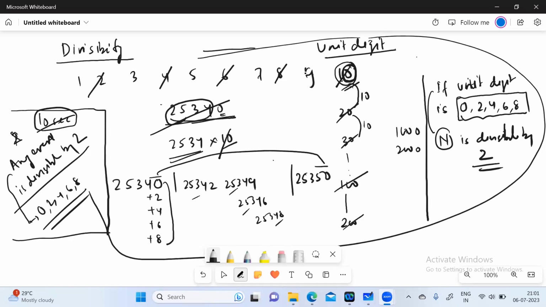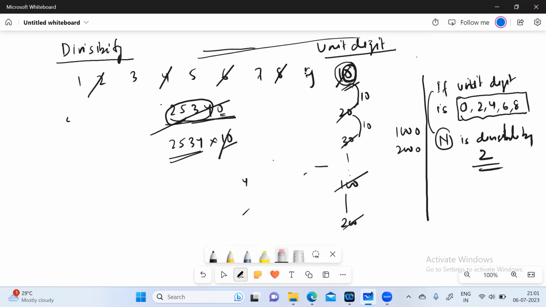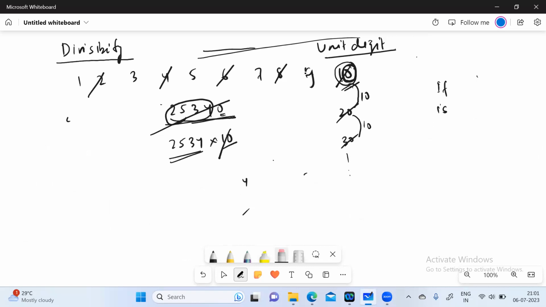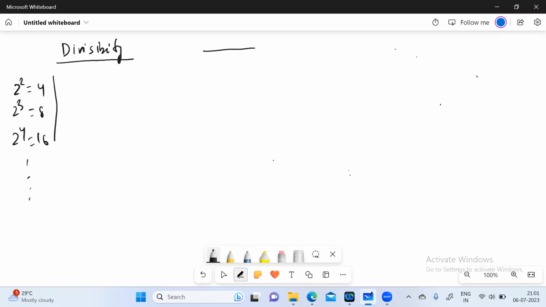The advantage of this explanation is that you can use it for other multiples of powers of 2. After this explanation, if you want to find the divisibility rule for 4, which is 2 to the power 2, for 8, which is 2 to the power 3, for 16, which is 2 to the power 4, and similarly for the rest, the divisibility rule will be very simple.